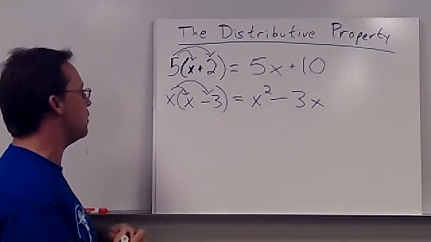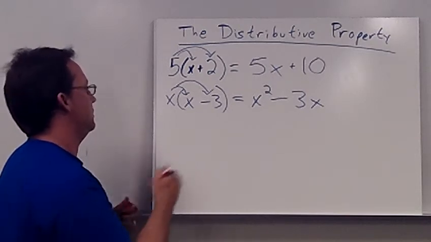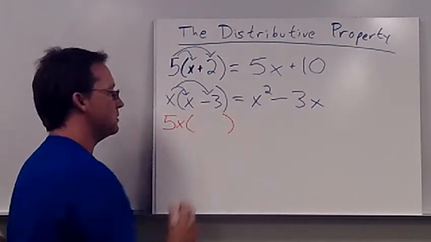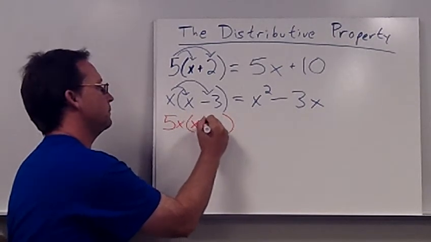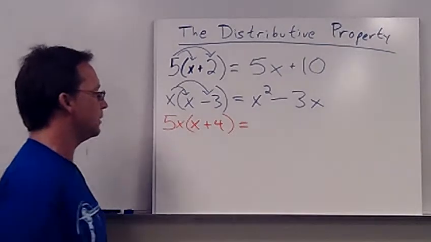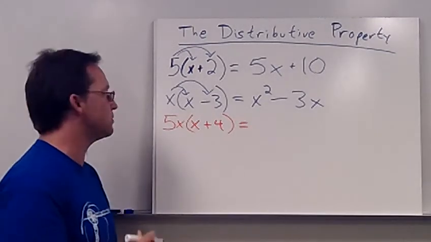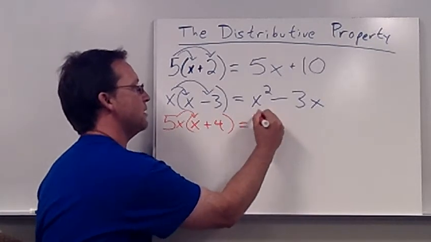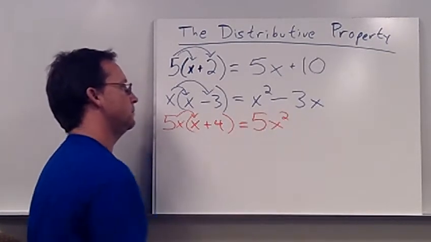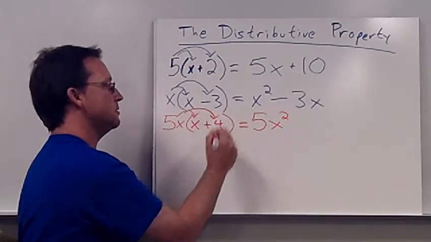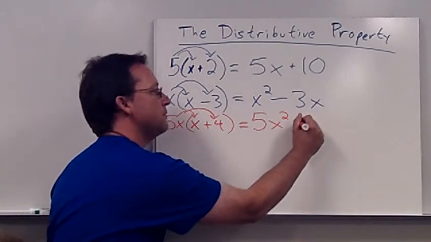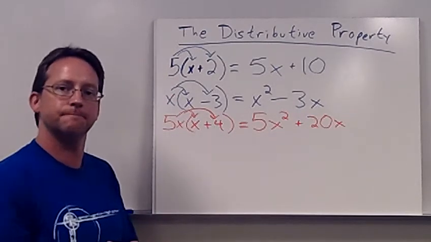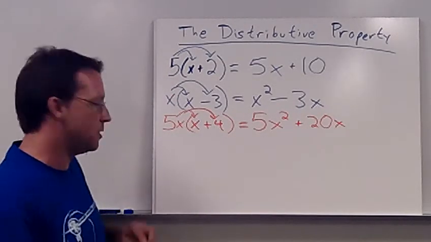Okay? You could have both a number and a variable out there. You could have a term that has both, maybe something like 5x times the quantity x plus 4. Still distributing that 5x through there, multiplying 5x times x gets you 5x squared, and then 5x times a positive 4. 5 times 4 is 20, so we have plus 20x there. That's how we do the distributive property.